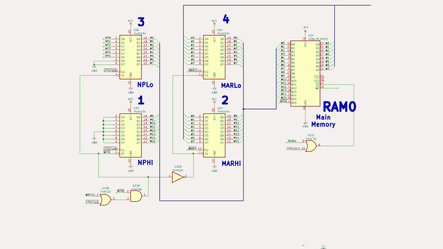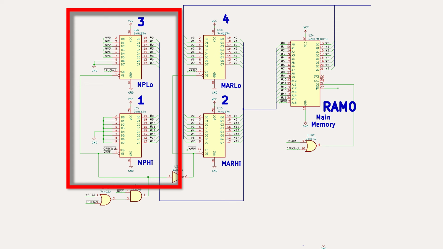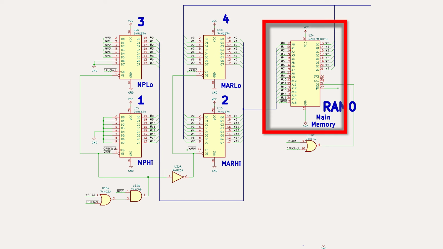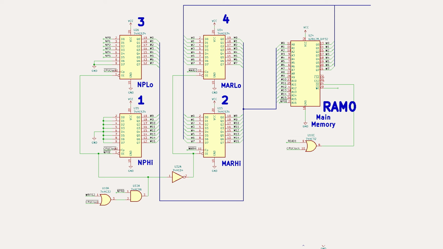This is the schematic for the memory interface. If you look at the notepad registers on the left, you can see that I've zero extended this out to 16 bits. Then in the middle, we have the memory address registers, which combined are also 16 bits. This feeds into a single 128 kilobyte static RAM. The notepad address comes from the state machine, as does the W bus.